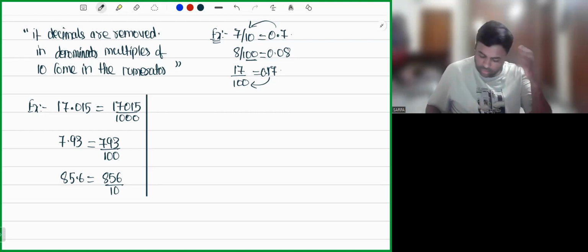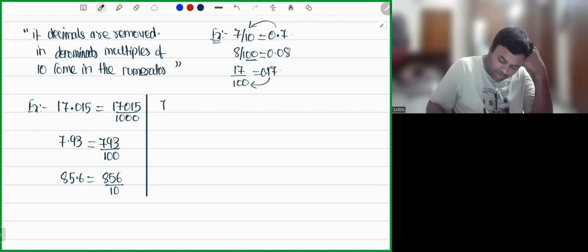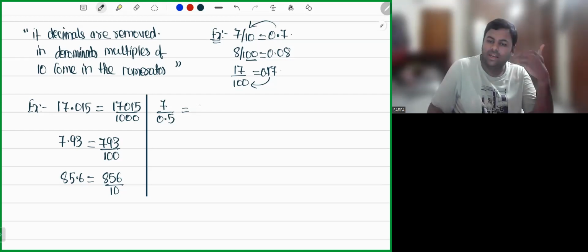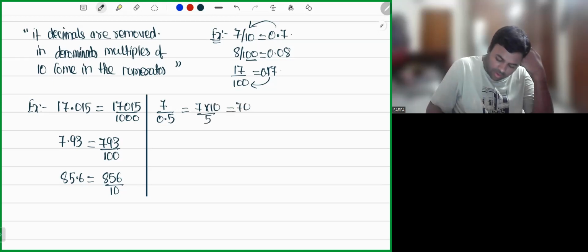Now, you are having something like this, 7 by 0.5. Now, the point is there in the denominator, right? So, in the numerator, you will multiply by 10. So, 7 into 10 by 5, which is equal to 70 by 5.